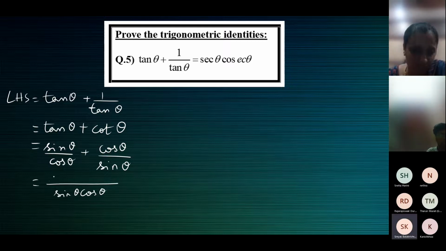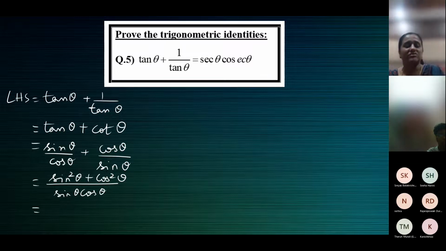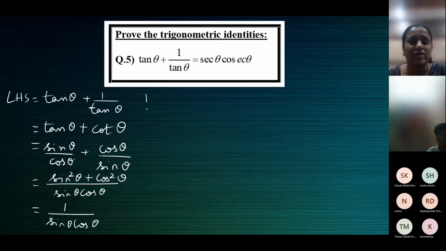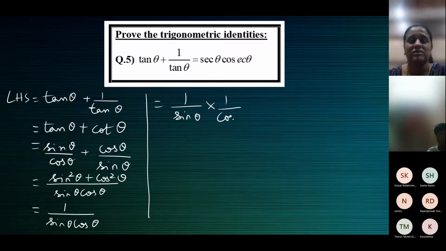Sin square theta plus cos square theta. Yes, that was Shreyas. Very good. That's the numerator. Now what is sin square theta plus cos square theta by the identity? It is 1. So we get 1 by sin theta cos theta. Now, what is the meaning of 1 by sin theta cos theta? That's nothing but 1 by sin theta into 1 by cos theta.